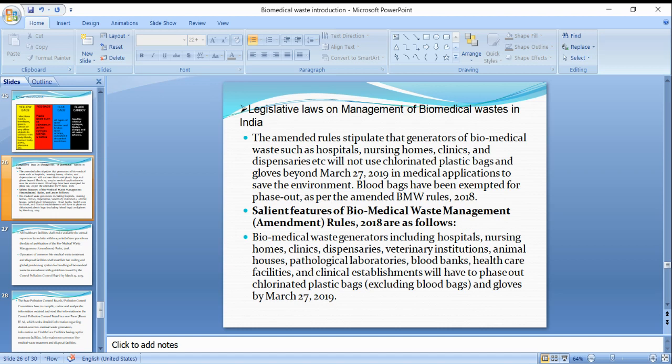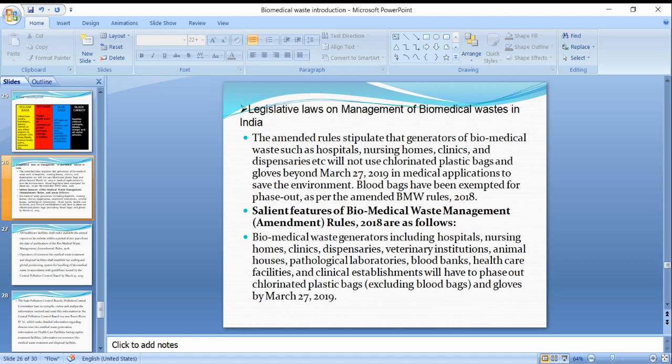So they have left the blood bags. Rather than that, they have said that those plastic bags and gloves are to be chlorinated, and they can be reused or like that. So, what are the rules?